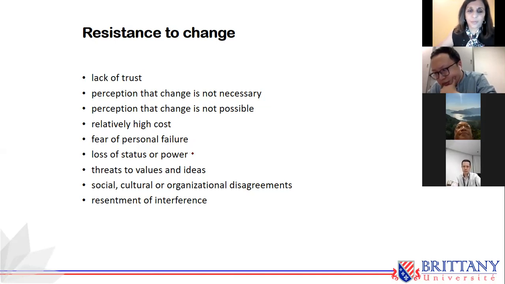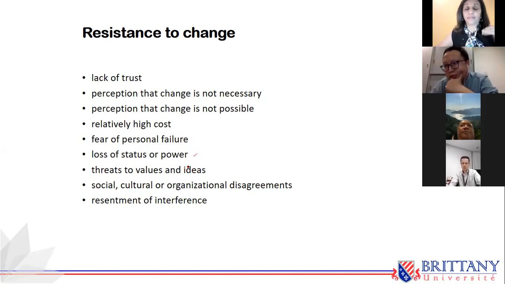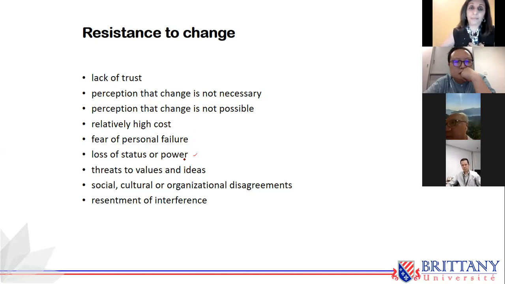Loss of status or power. Status again. Some people who are so conscious about their position, they don't want any changes. Like I said earlier, the example, merging the two departments. So if I'm a leader there and you are a leader in the other department and the change needs me to collapse the department into one, one of us is going to go. So people say, don't change, leave it as it is.